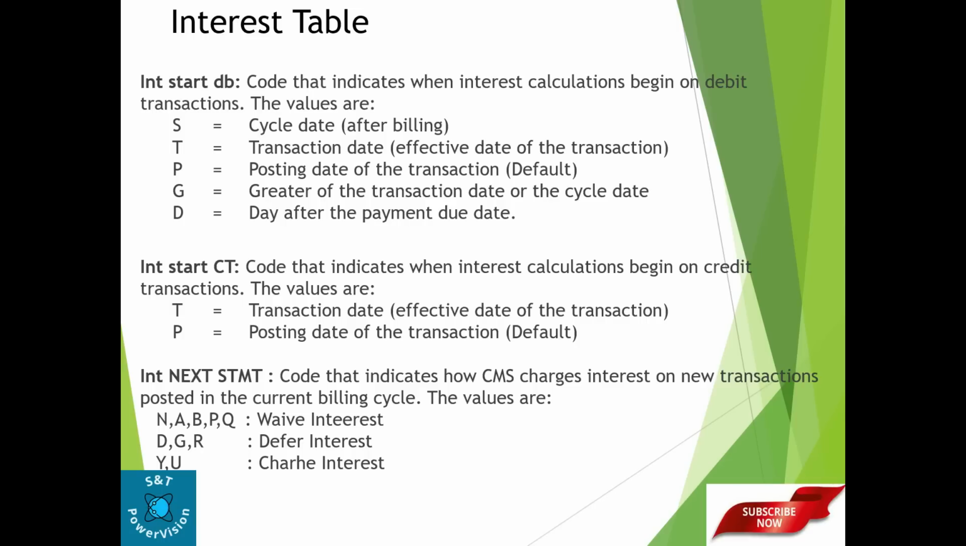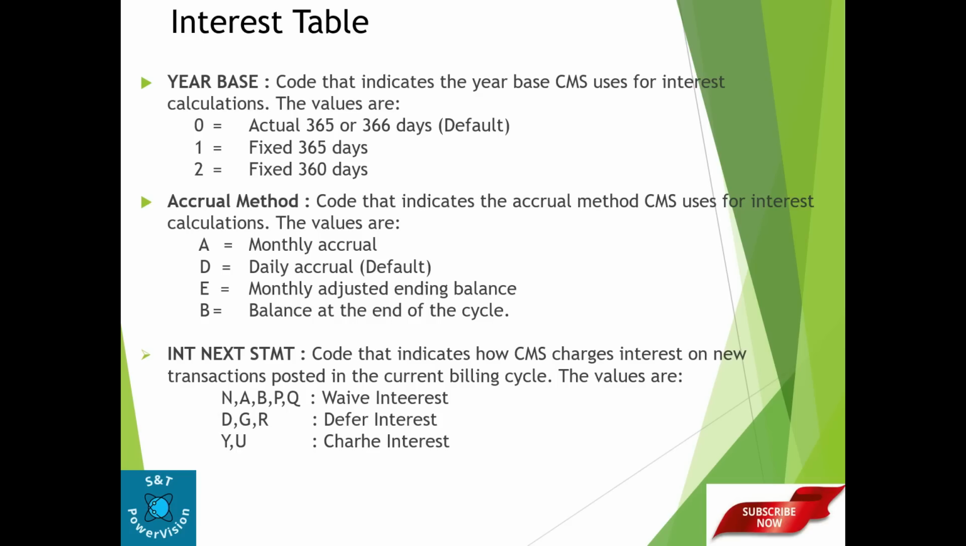Int next statement. This is the most frequently asked question. What is the int next statement parameter on the ARMR? It is a code that indicates how CMS charges interest on the new transactions posted in the current billing cycle. The values are N, A, B, P, Q, D, G, R, Y, U. NABPQ for waive interest, DGR means defer interest, Y and U for charge interest here. If you want to see the detail of this parameter, refer to the CMS manual.